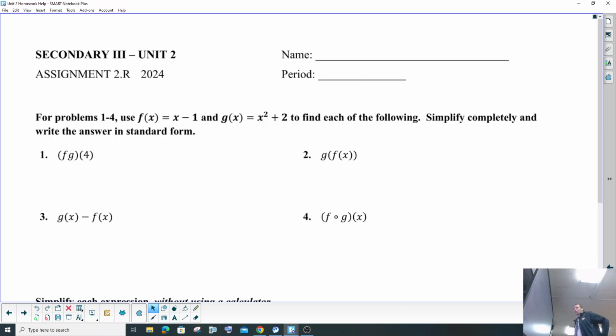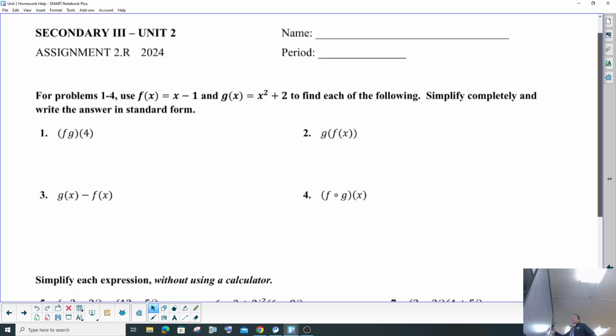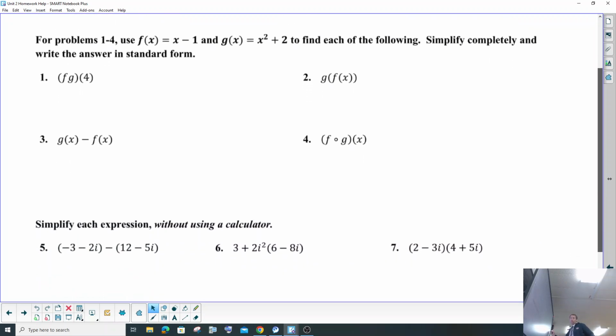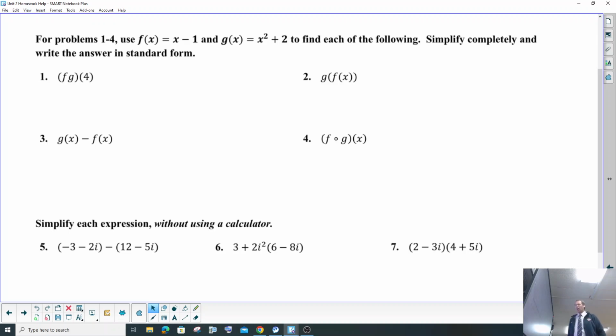So we got some review going on here first. So make sure you do know how to do these problems. I've seen them on a couple from the first section and the second section on the Unit 2 test. So we always have our cumulative review on these tests.